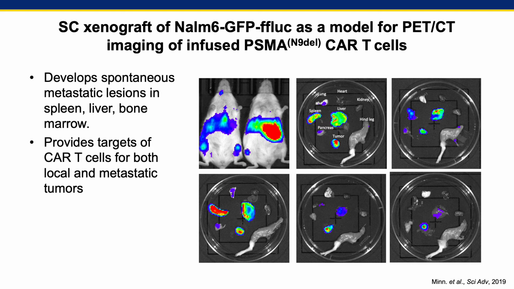To test this engineered CAR T cell in an in vivo model of CD19-expressing tumor, we developed this model by injecting NALM6, which expresses GFP and firefly luciferase as a dual reporter, subcutaneously into immunocompromised mice. When we inject them, it develops spontaneous metastatic lesions in spleen, liver, and bone, which are shown in this bioluminescent imaging. And this model provides targets for CAR T cells for both local and metastatic tumors.